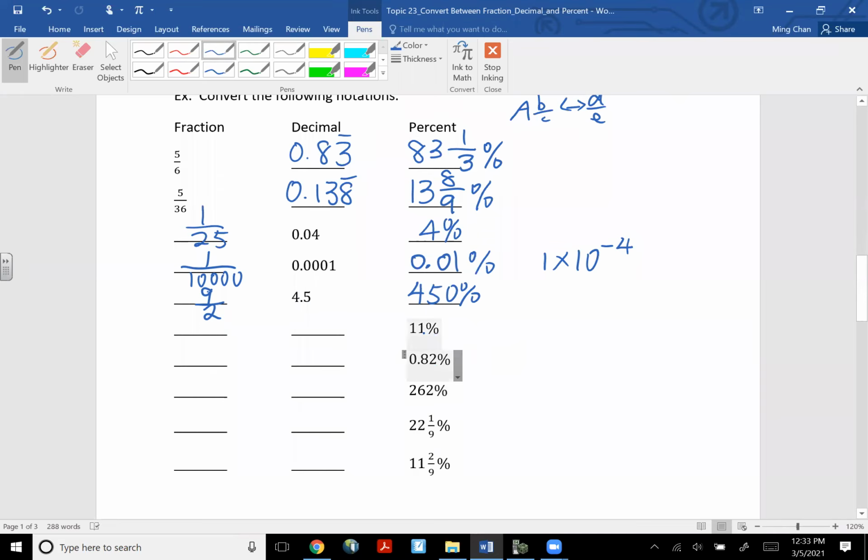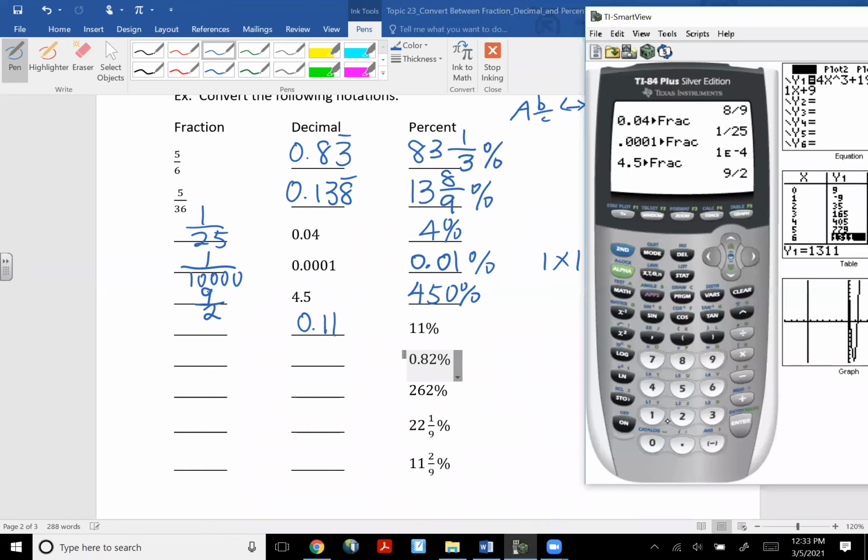Okay. So 11% is less than 100%. So my answer will be 0 point something. So if you started with percent, you need to go to decimal. Remember, we divide by 100, or move the decimal 2 places to the left. So I get 0.11. I'm going to do it in the calculator because I've got one more step, which is to convert my 0.11 into a fraction, which most of you already know is going to be 11 over 100.